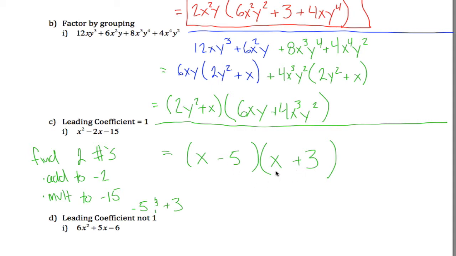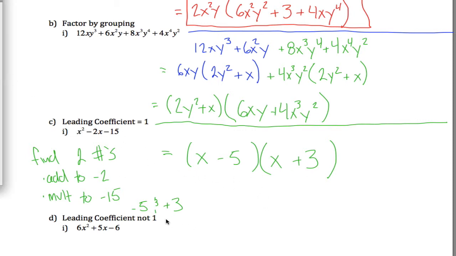So it was important that these two multiplied to -15. But if you think about your outside and your inside, I get -5x, and then I get +3x. So I'm going to add those two terms together, as you do when you're FOILing. So it's -5x plus +3x, that gives me this -2x. That's why I needed them to add to -2. Honestly, you don't need to know why it works. You just need to know that this method works when your leading coefficient is a 1. Get this answer, you're done.